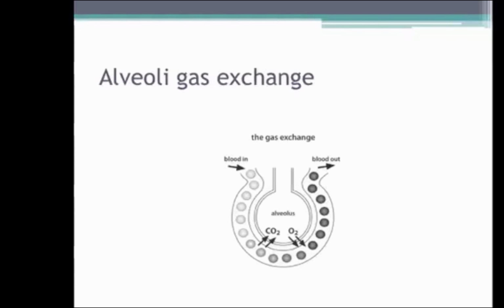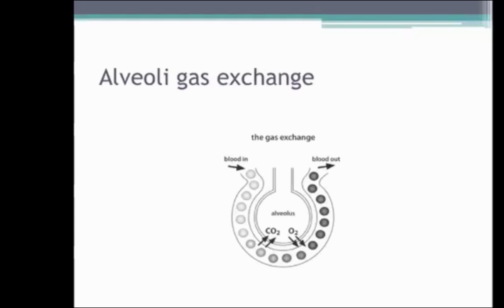One more picture showing this, and you could see the alveolus. You can see where the gas exchange is occurring, and it is diffusion that is occurring. And you need to remember diffusion is from high to low. So when you breathe in air, you're breathing in oxygen. So after you breathed in, you have brought oxygen into the alveolus. So there's more oxygen in the alveolus than there is CO2.